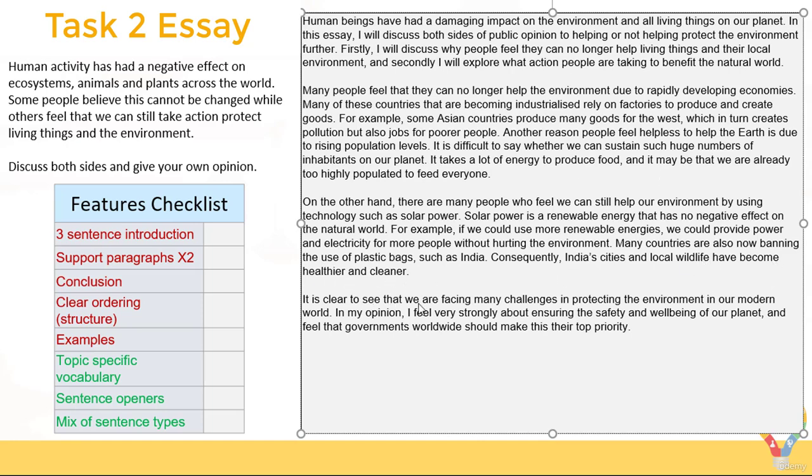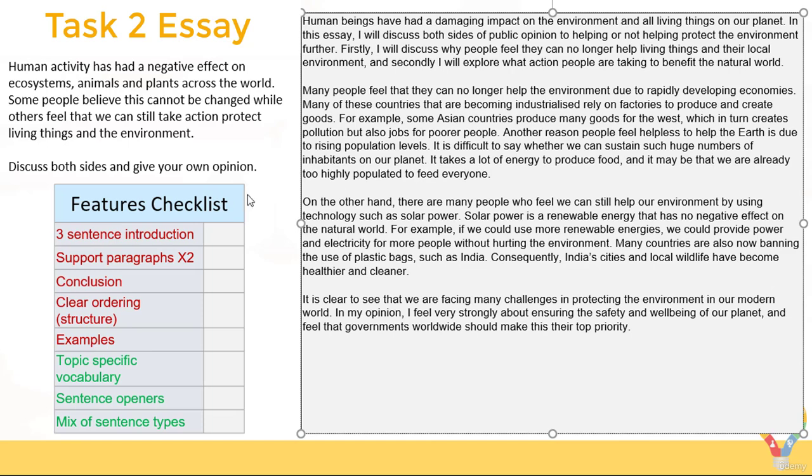It is clear to see that we are facing many challenges in protecting the environment in our modern world. In my opinion, I feel very strongly about ensuring the safety and well-being of our planet, and feel that governments worldwide should make this their top priority. So there is my opinion in that final sentence there.